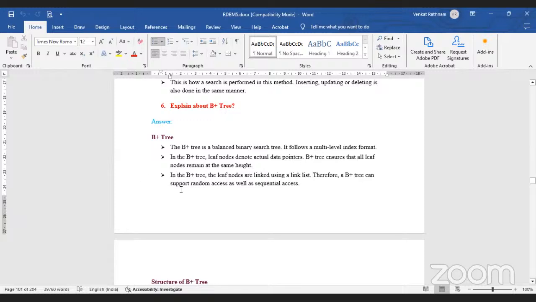In the B plus tree, the leaf nodes are linked using a linked list. I think you learned about the linked list in data structures. So using a linked list, you can maintain the link between the leaf nodes in the B plus tree. Then it will follow random access as well as sequential access. If you want to access the values from the B plus tree, you can access randomly as well as sequentially.